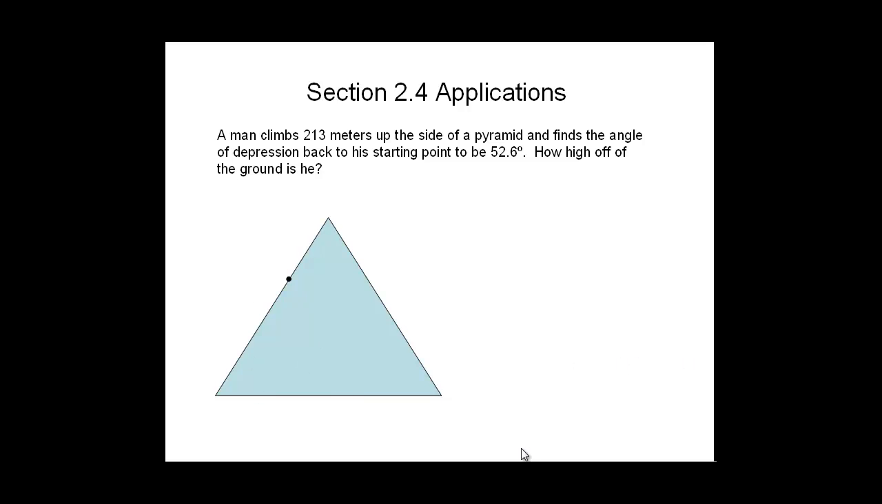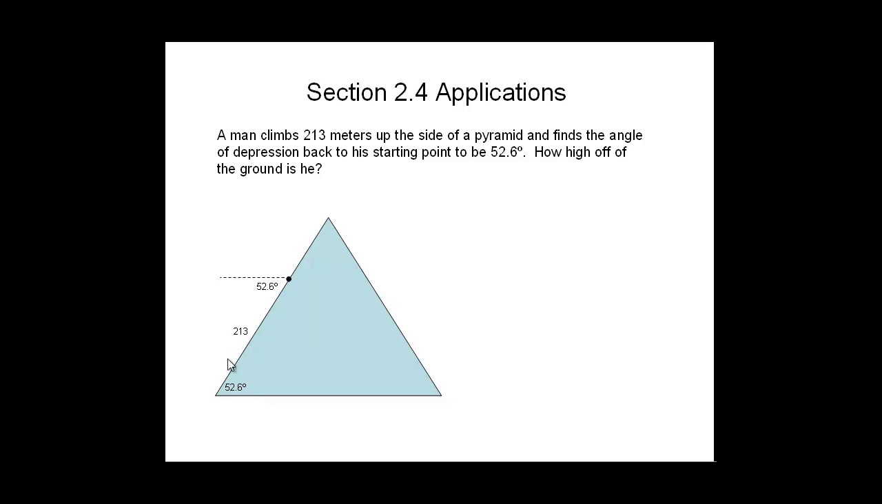So I drew a picture of a pyramid. I put a point someplace up since he's going to be walking up the pyramid. Now he looks out and depression is going down. So if he's looking out and down to where he started, it's 52.6. Since the ground, or the base of the pyramid, is the same as the horizontal, 52.6 is the same as 52.6 inside the triangle.